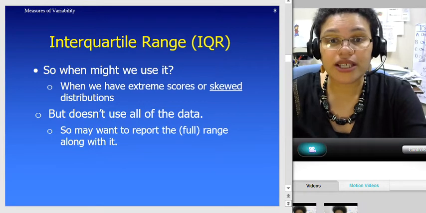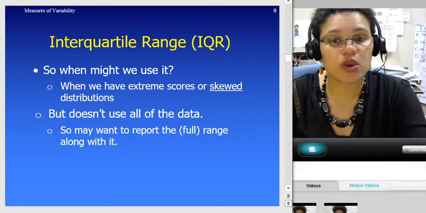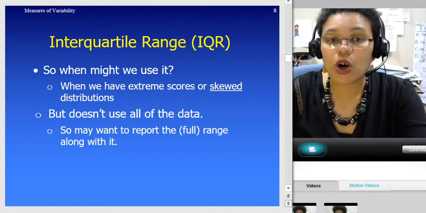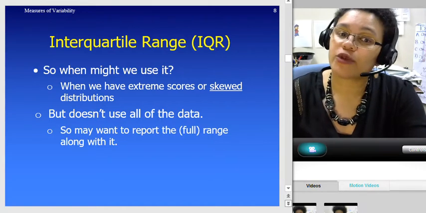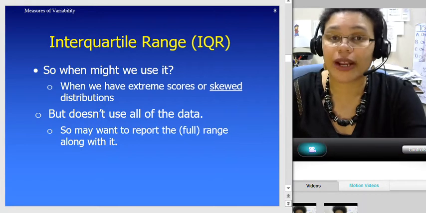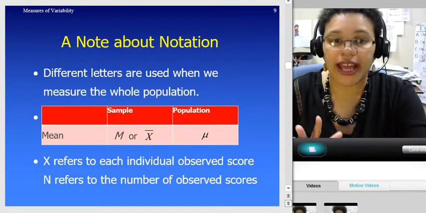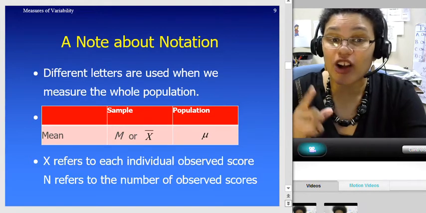We might use it when we have extreme scores or skewed distribution. I'm on slide 8. It doesn't use all the data, so if we report the interquartile range, we might want to report the full range along with it. Okay, so let's go back and talk about notation again.